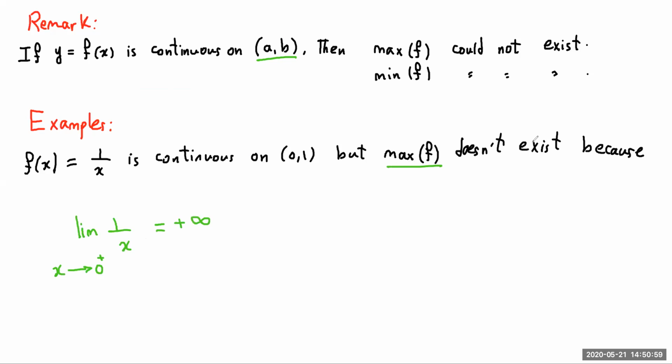And in fact, if we sketch the graph of this function, we sketch the x-axis and y-axis, and suppose that this point here is (1, 1). So the graph of the function, when x moves from 0 to 1, will be something like this. Here y approaches infinity, so f(x) approaches infinity, so no maximum.